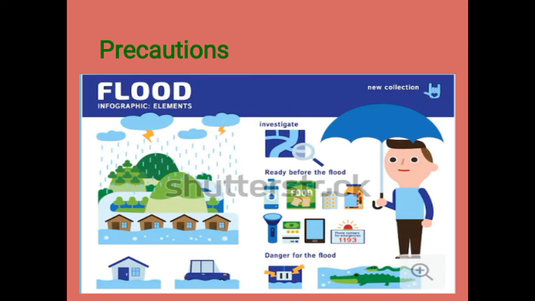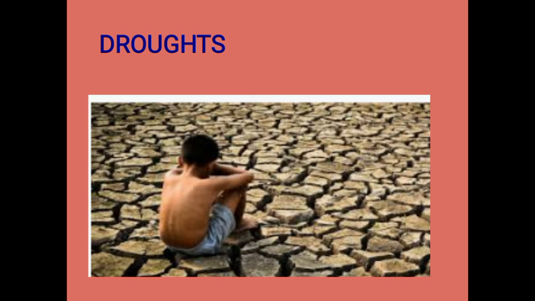Now, next is droughts. Extreme shortage of water for agriculture and domestic uses in a region is called drought. You can see here that the land is cracked because no water has been there for a long time. It occurs due to little or no rainfall for a long period of time.